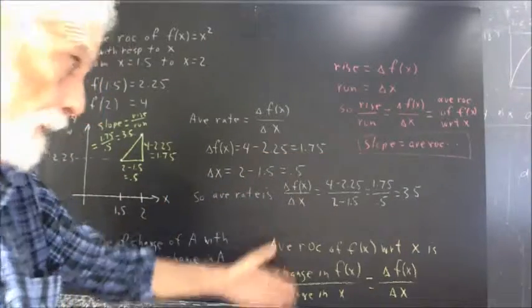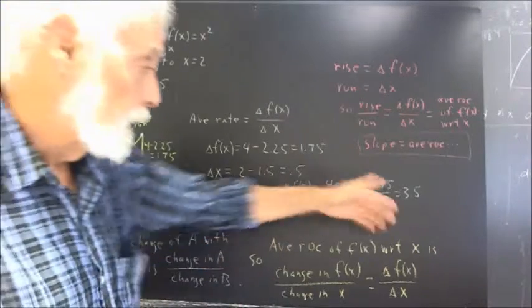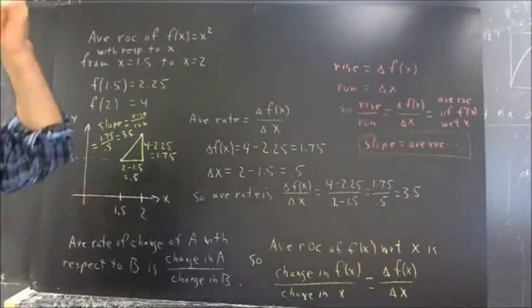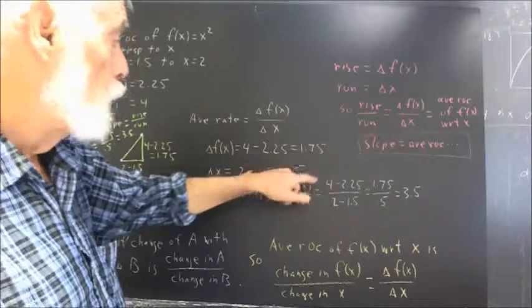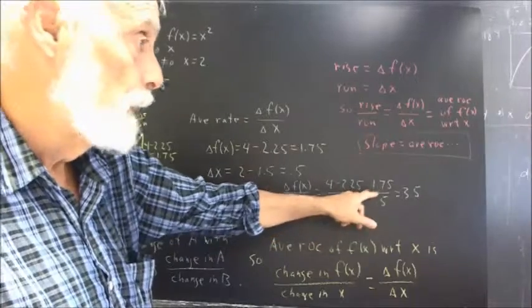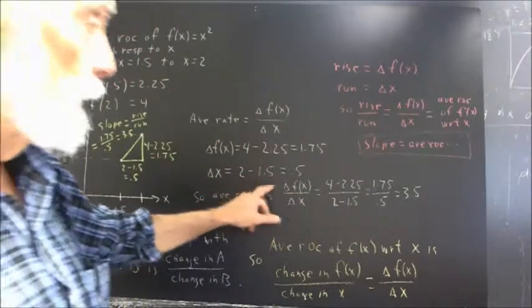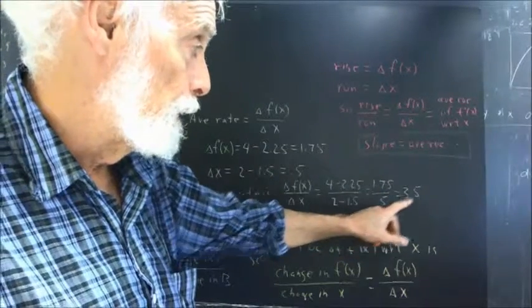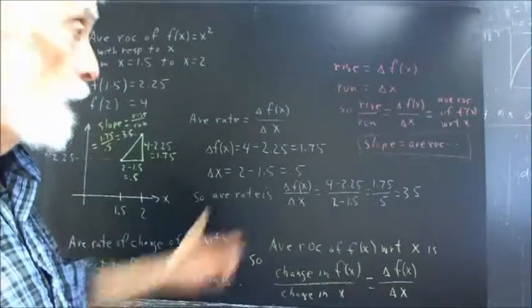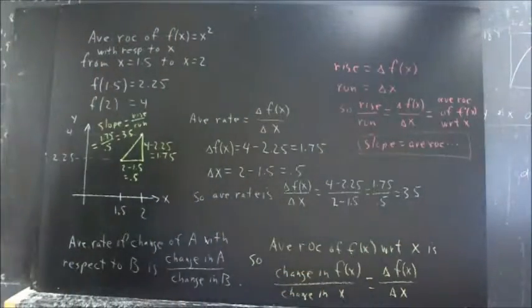Therefore, the average rate that we defined down here and applied to the question of the average change of f of x with respect to x is change in f of x, 4 minus 2.25 is 1.75, divided by change in x, 2 minus 1.5 is 0.5. So that 1.75 divided by 0.5 is the average rate of change, and that is 3.5.